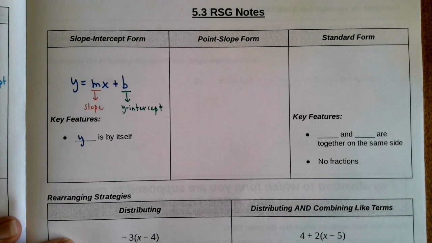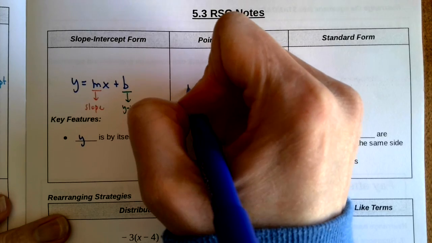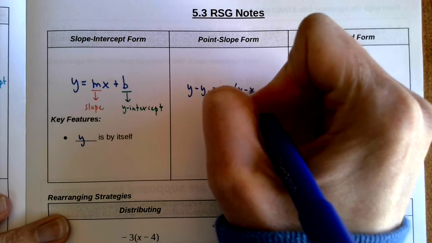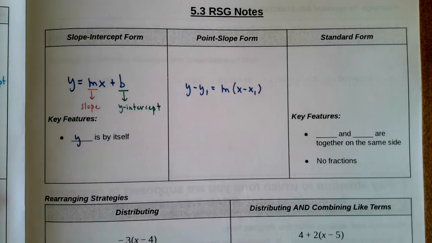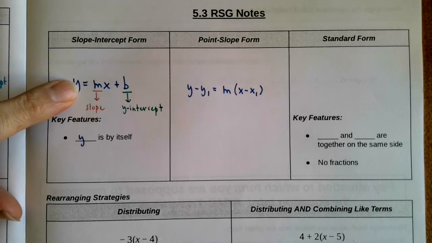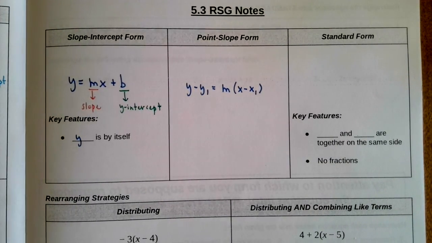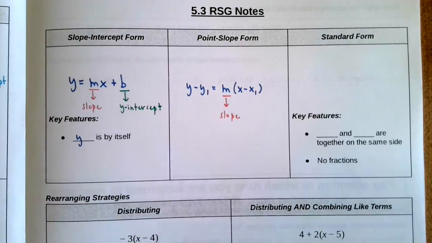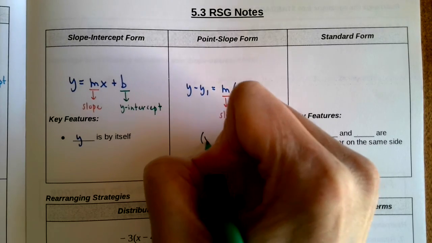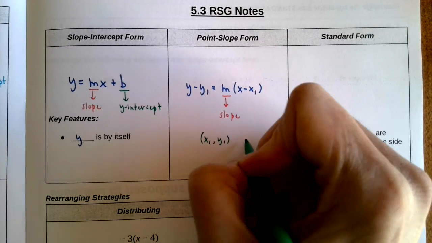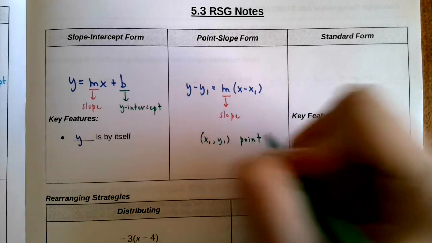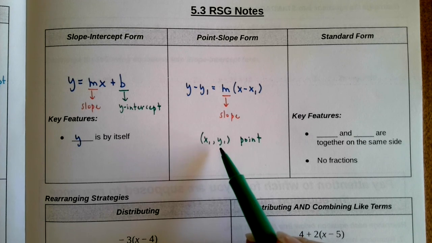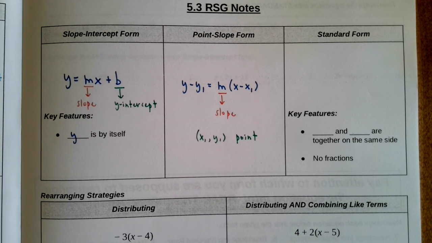The second form we have is called point-slope form, and that looks like this. Y minus y1 equals m times x minus x1. So just like in slope-intercept form, we're going to have a y and an x in our equation. Our m still stands for slope. And in this case, our x1 and y1 just represent a point. So every time we wrote in point-slope form, we were given a point and a slope. Those x1 and y1 are just the x and y coordinates of the given point.